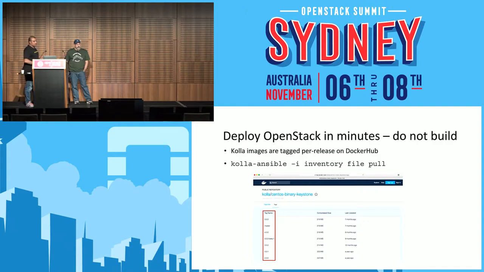The images are tagged per release on Docker Hub, so the user can pull a particular tag and run it. Using this model, I was able to deploy in 9 minutes on 5 nodes, but when I built, it depends on the resources on my deploy node. A basic compute kit needs like 35 to 40 images with Cinder, and I needed around 2 to 2.5 hours just to build them with 16 gig RAM. But when I pulled, I was able to deploy in just 9 minutes.